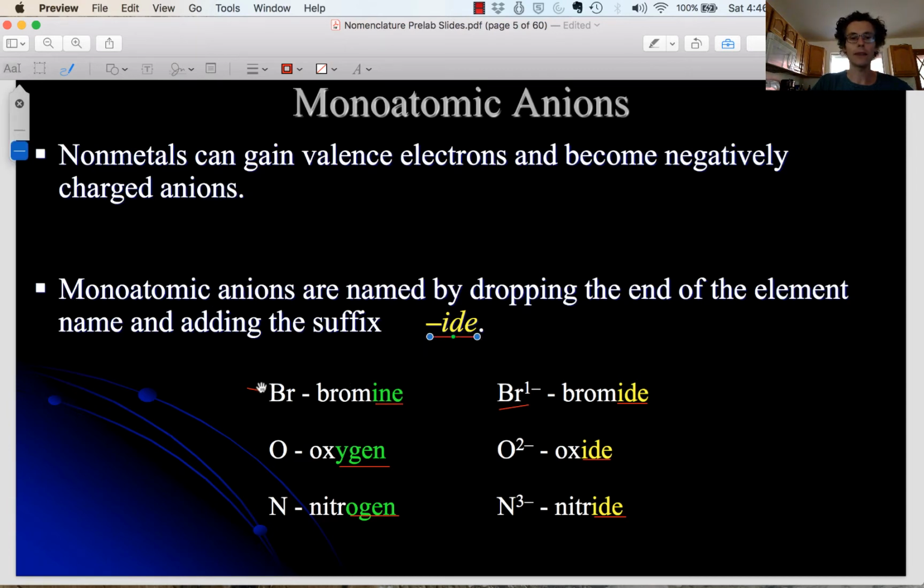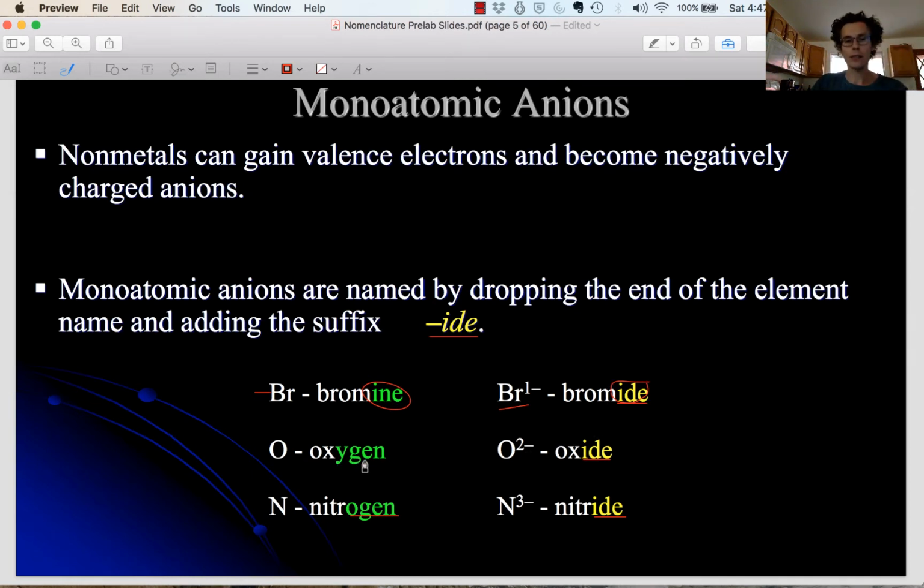Take, for instance, bromide. To come up with the bromine ion, which is bromide, you're going to take bromine, you're going to drop that green part here, and you're going to replace it with IDE. You replace it with IDE, and you get bromide. So the Br1 minus anion is just bromide. And you don't have to say ion at the end. You just say bromide, and then you're done.